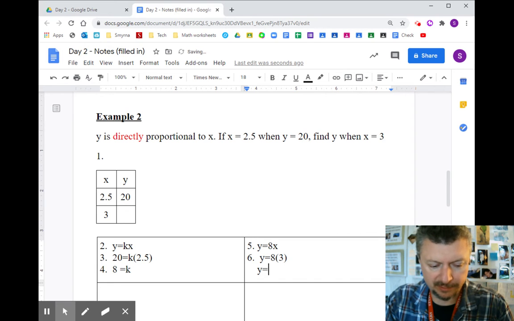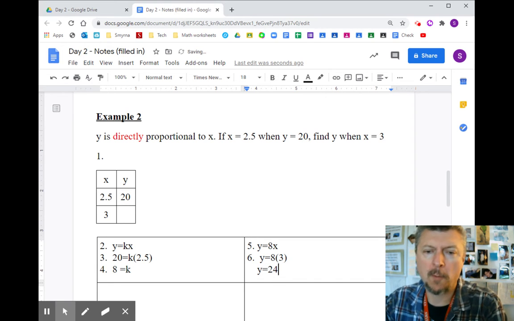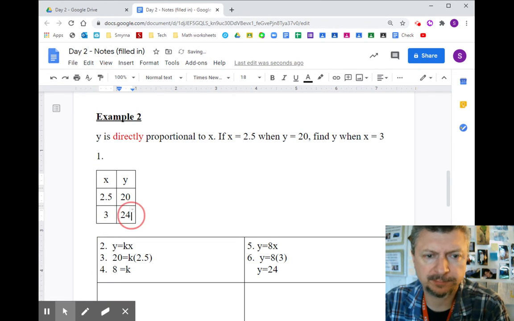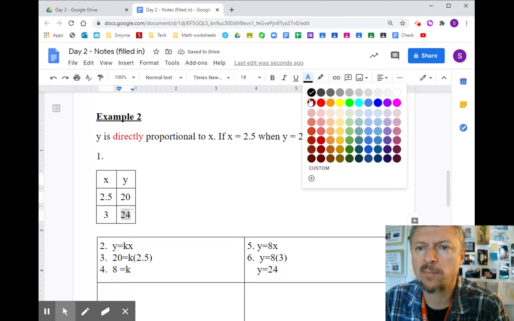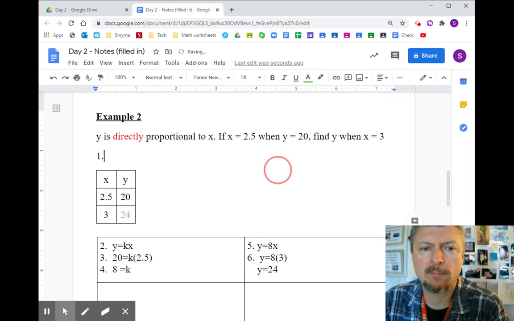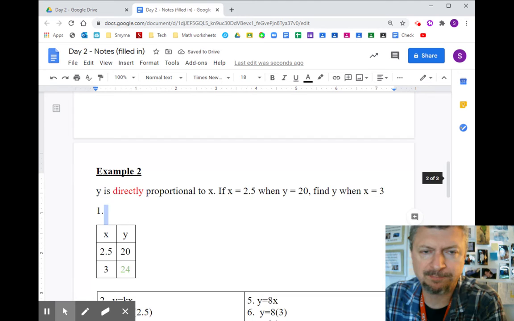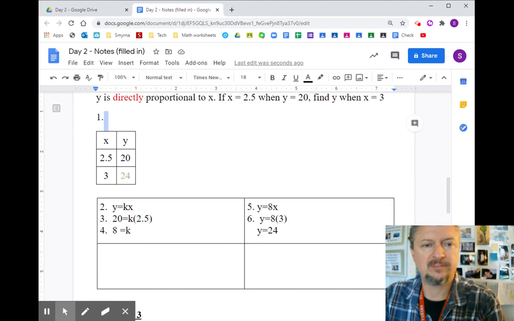Y equals 24. All right, and there's your answer. I'll put it in here if you want. I'll make it green again. All right, 24. 24 is the answer to number 1, too. It's not going to be every time, but there it is.